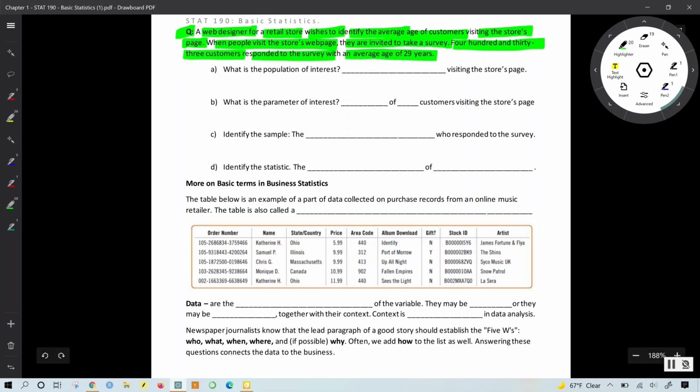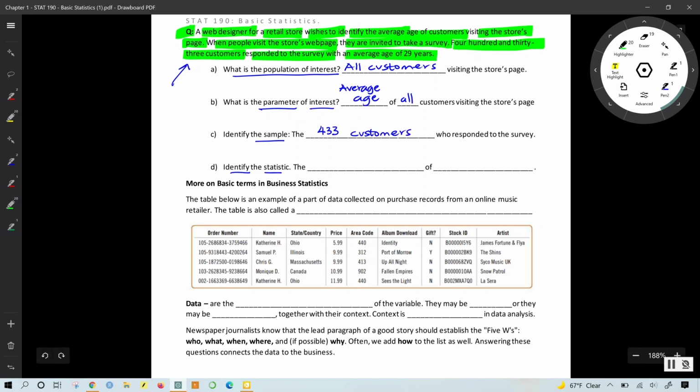In the context of this problem, what is the population of interest? That will be all customers who are visiting the store's page. And what is the characteristic of the entire population? Or, in statistical terms, what is the parameter of interest? That would be the average age of all customers visiting the store's page. Then the sample to be identified would be the 433 customers who responded to the survey.